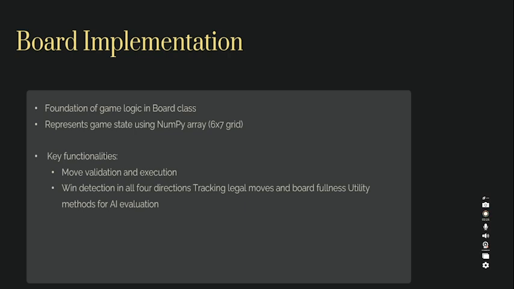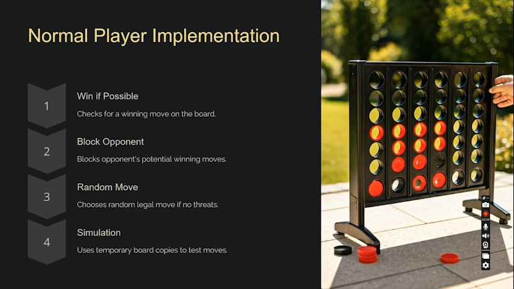Coming to the normal player implementation, the normal player is designed to mimic a beginner human player. It first checks if it can win in the next move, or if not, it checks if it can block the threats posed by the opponent from winning. And if that isn't possible, it picks a random move. This is a simple approach, which will be competing against Minimax and then Q-Learning.